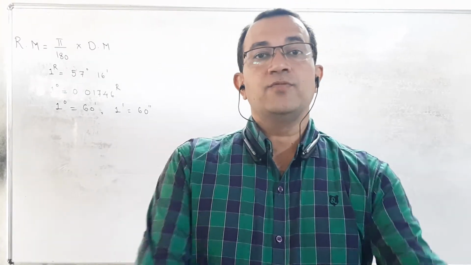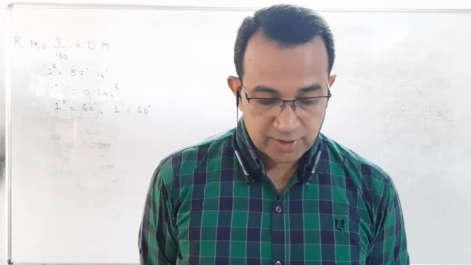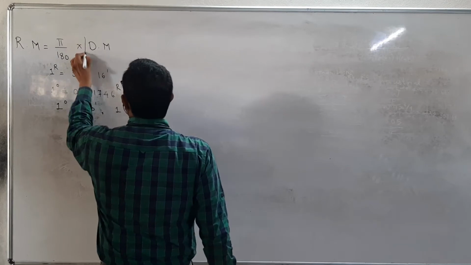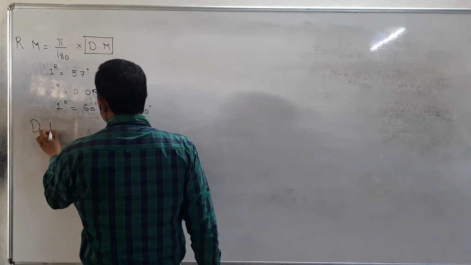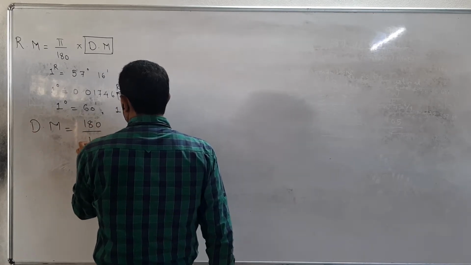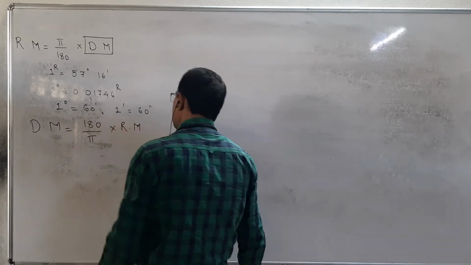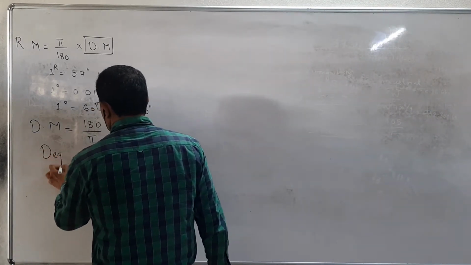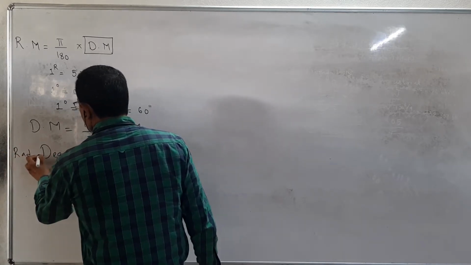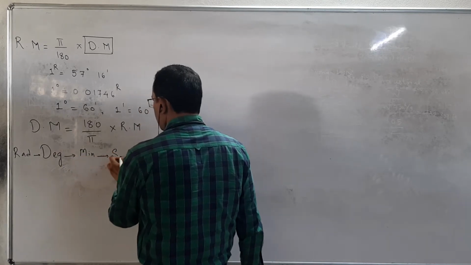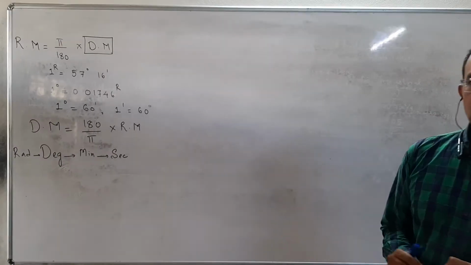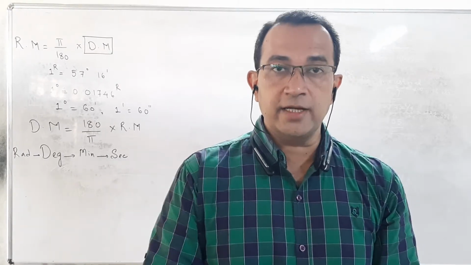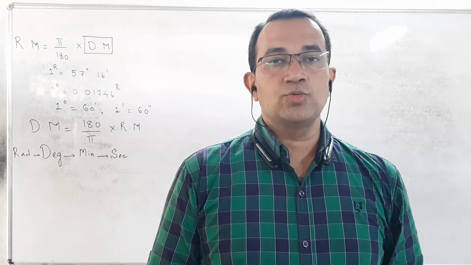Today we are going to study conversion of radian measure to degree measure, and the formula is: make degree measure in this formula the subject. So degree measure DM is equal to 180 by pi into radian measure. Chronology will be radian to degree, degree to minutes, minutes to second. Reverse chronology. The chronology we had in the previous conversion was second to minute, minute to degree, degree to radian. Here the reverse one: radian to degree, degree to minute, minute to second.